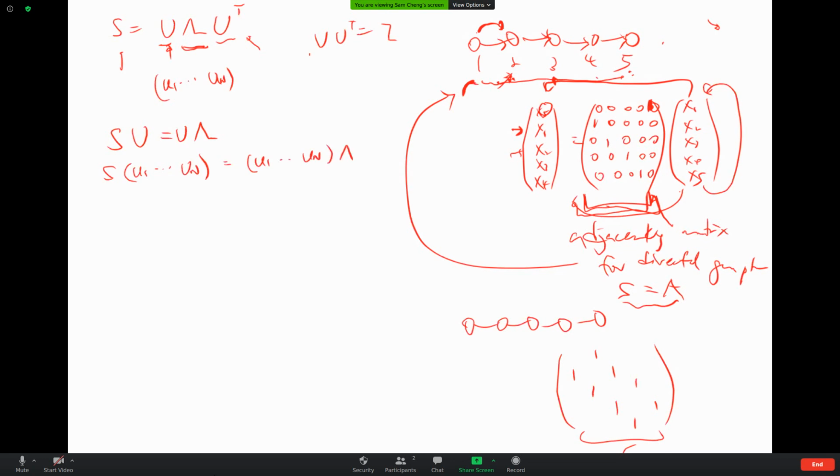Then if I look at each of the columns, for example, multiply these guys, SU1, SU2, and so on, SUN, for each of the columns, and this is a diagonal matrix, lambda 1 up to lambda n, it will be equal to lambda 1 U1 up to lambda n UN for each of the columns on the left hand side. So therefore I have basically SUI is equal to lambda IUI. So this is an eigenvector.